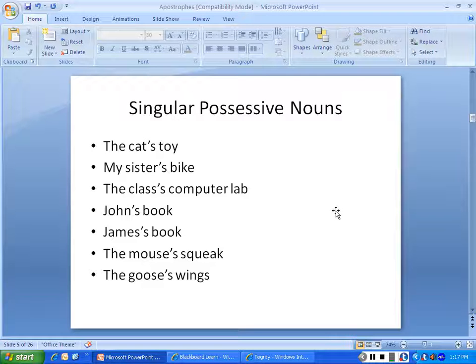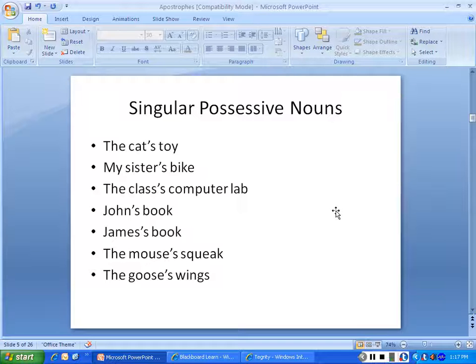Let's take a look at these singular possessive nouns. The cat's toy. The word cat, an apostrophe, and an S show that this toy belongs to one cat. My sister's bike. The class's computer lab. Again, this indicates that this computer lab belongs to one class. Even though the word class ends in S, we still provide an apostrophe and an S at the end.